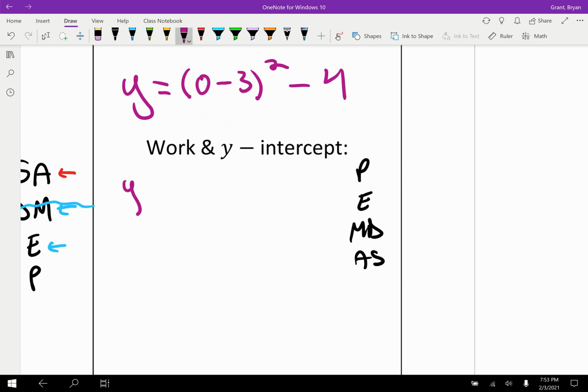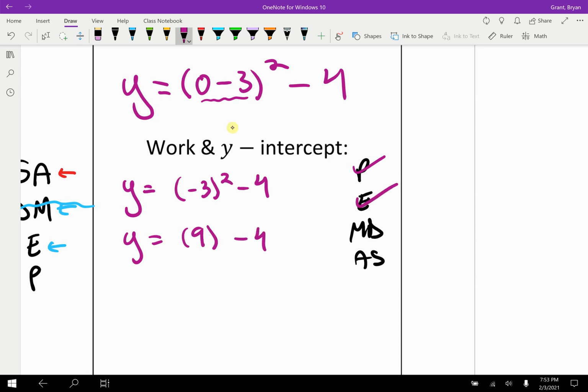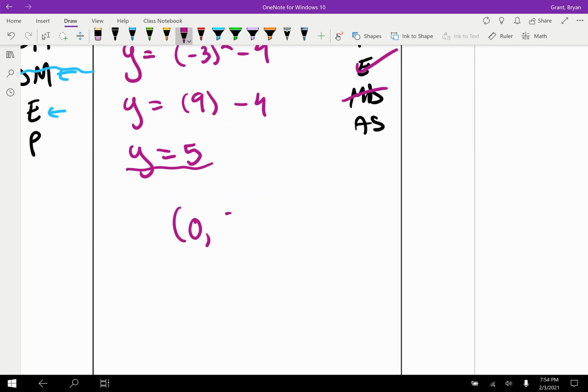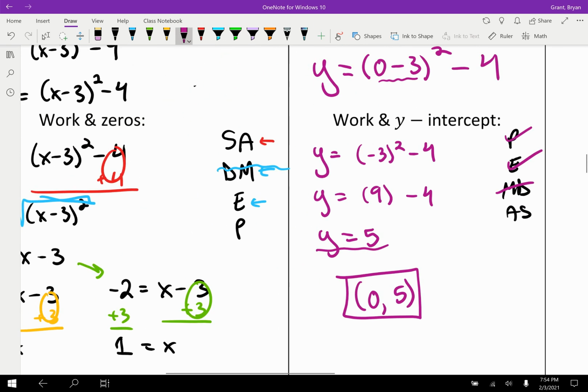So y is already by itself. Let's go ahead and do what was in the parentheses up here. So 0 minus 3 is negative 3. Took care of the parentheses. Then we do what the exponent asks us to do. Negative 3 times itself is 9. There's no multiplication or division left, so we just have to do the addition and subtraction, and 9 minus 4 is 5. So what did we find here? We found that when x was 0, the y value became 5. We found that the y-intercept is 0, 5.